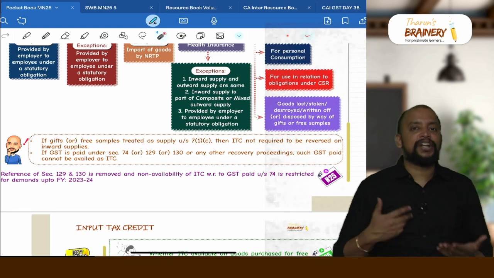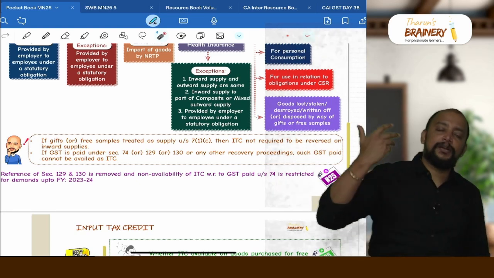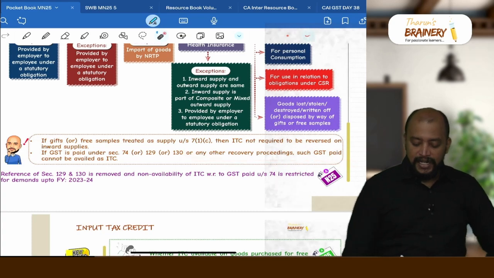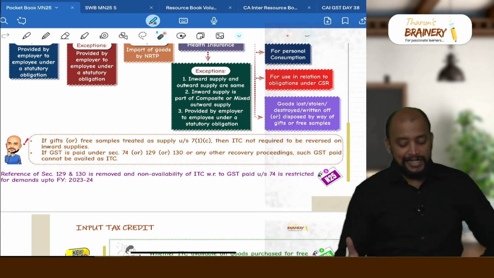Moreover, he will not report it in GSTR-1. Consequently, it will not come in 2B. So we cannot take ITC with respect to that or any other recovery proceedings. Such GST paid cannot be availed as ITC.